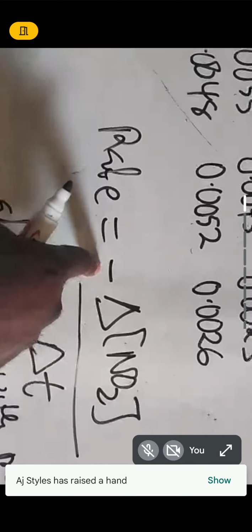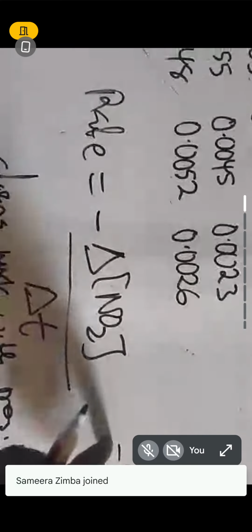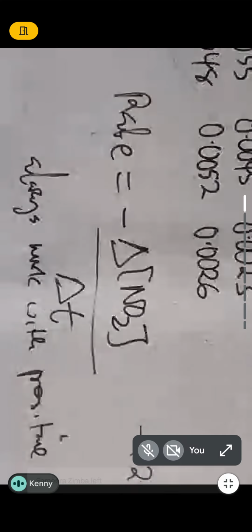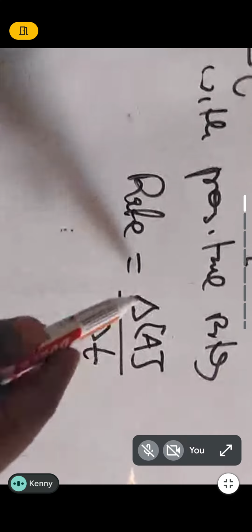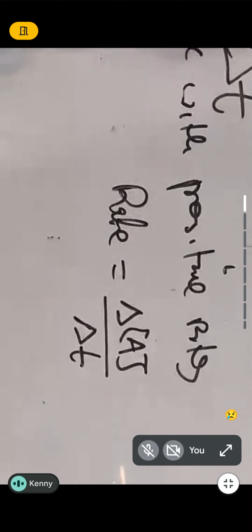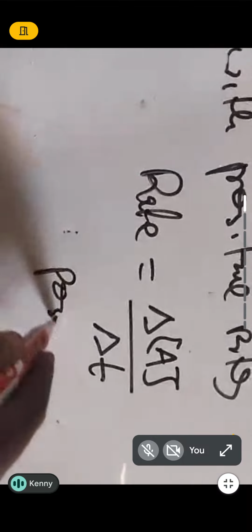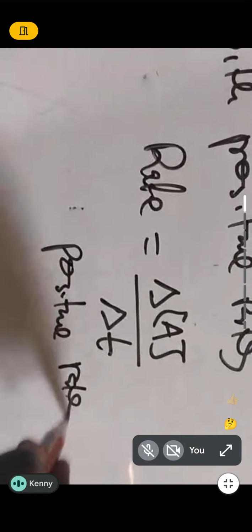If you don't show this negative, it means that the negative rate will straight away cancel since you know there's a negative. So you can even just write rate as rate is equal to delta A over delta T. But if that negative is there, then the answer that you are going to find with a negative, just cancel it. Since you know that there's a negative there, it will just cancel. What we want is a positive rate. Work with positive rates. Hope it's clear.